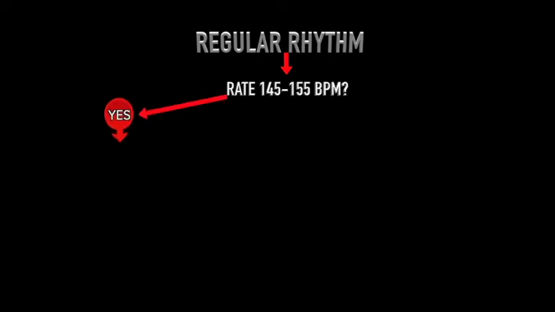So let's review a suggested algorithm for the diagnosis and assessment of a narrow complex tachycardia. The first step is to determine whether ventricular response is regular or irregular. If the rhythm is regular, then first ask yourself if the ventricular rate is 145 to 155 beats per minute and constant. If the answer is yes, then the rhythm is likely to be atrial flutter.